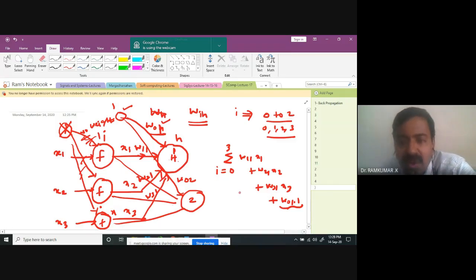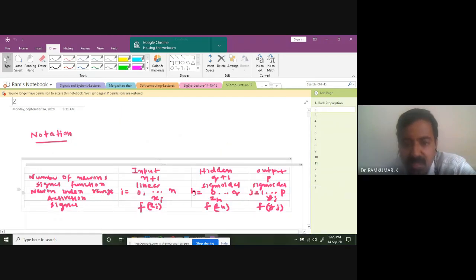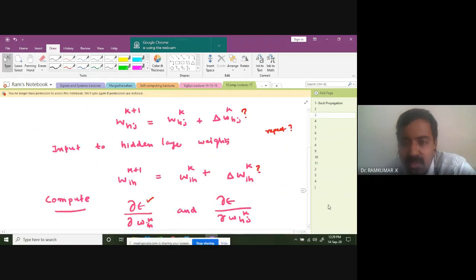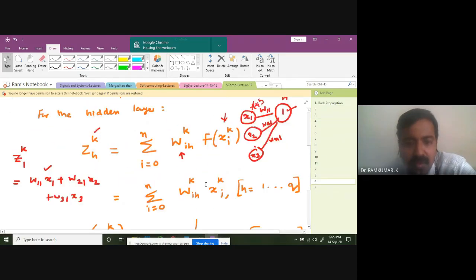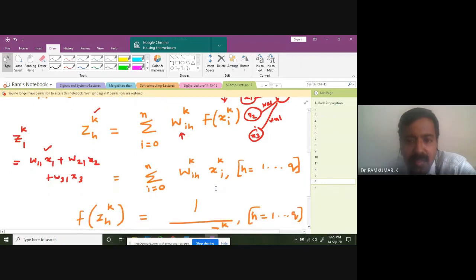Is it all right? Everybody understood this? Anybody having difficulty? Look at the notation carefully, then you can understand it.